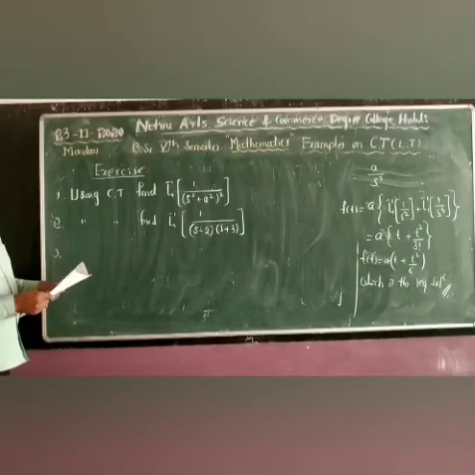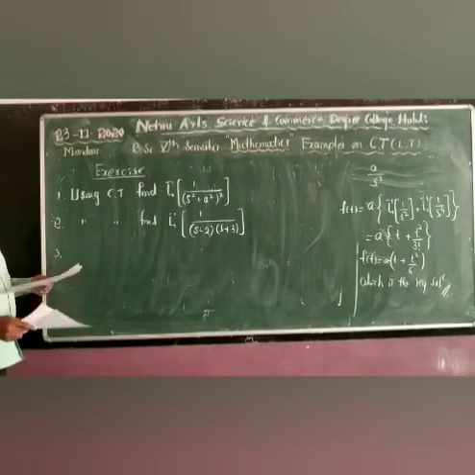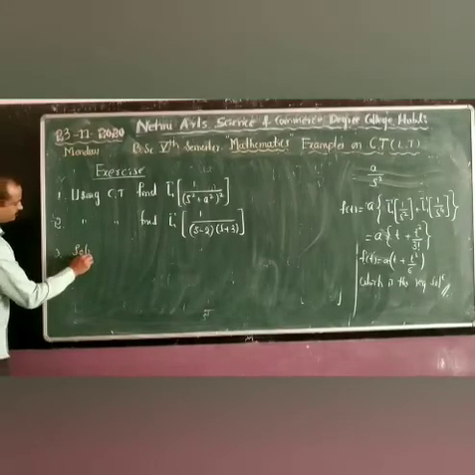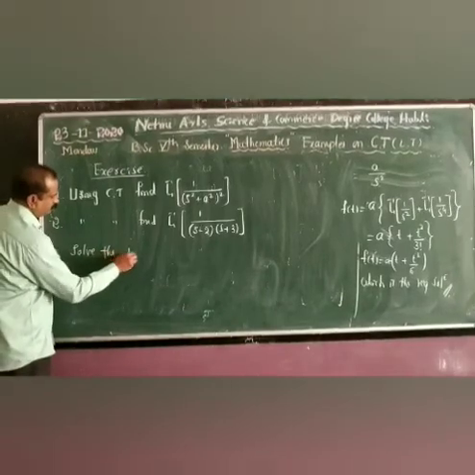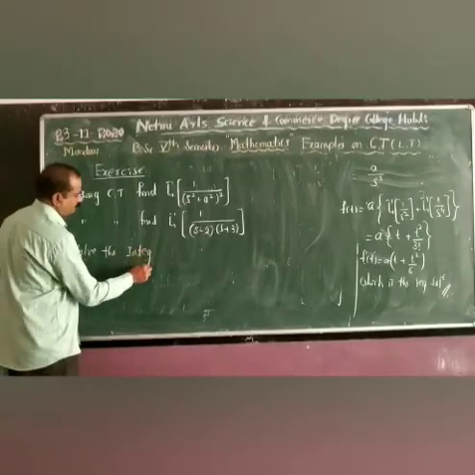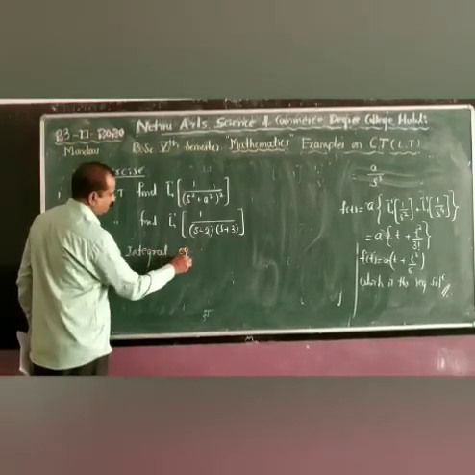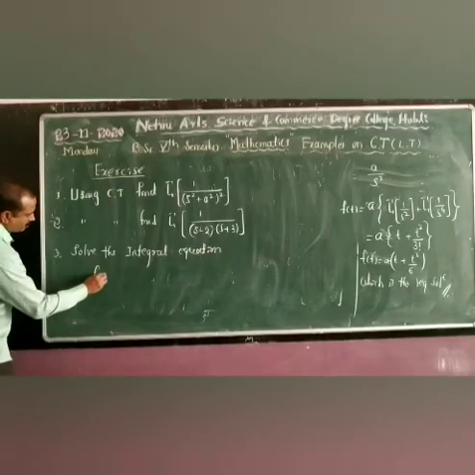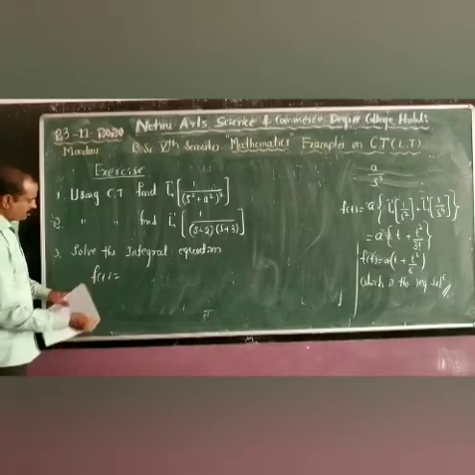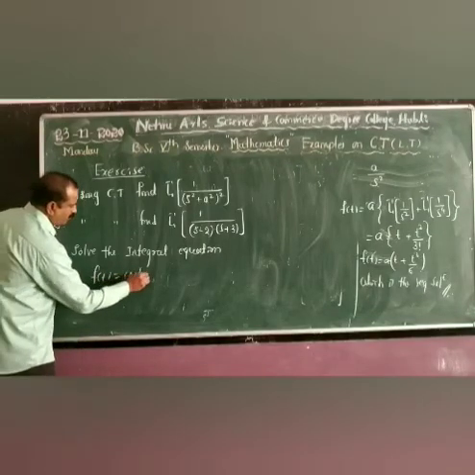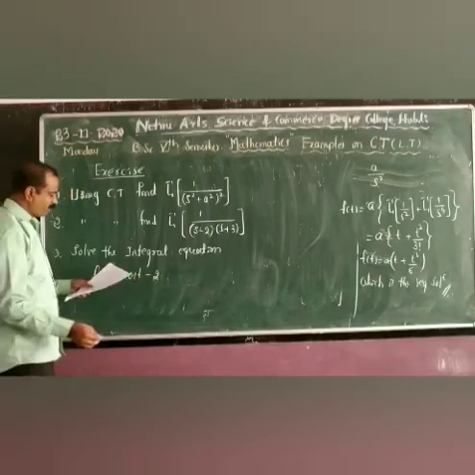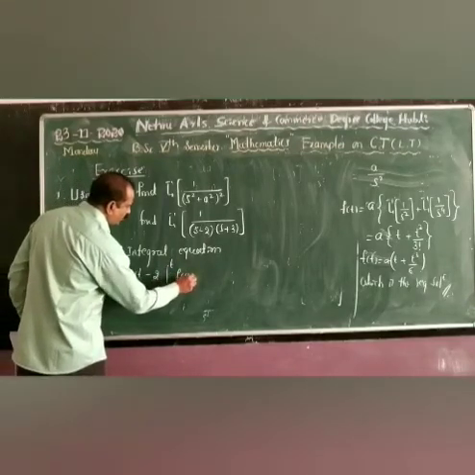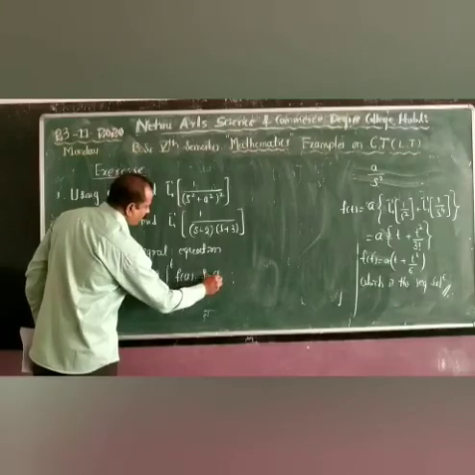Solve the integral equation. Solve the integral equation: f of t equal to cos t minus 2 into integration from 0 to t f of u into sine of t minus u du.